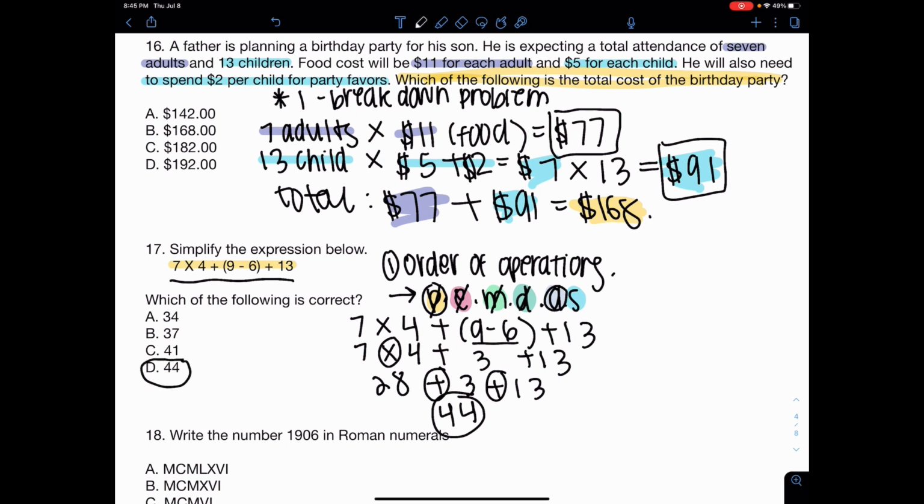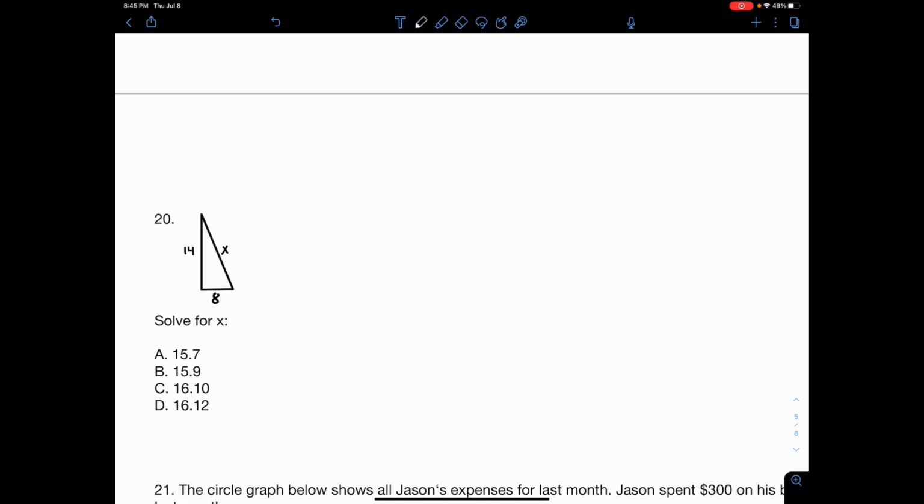So anytime you see a question with a bunch of signs in it and you're like, where do I even begin? Just always use this order of operations. Now in my notes, I do have it a lot nicer than this, like I said, but this is just trying to do it quick. Let's go ahead and go to number 20.